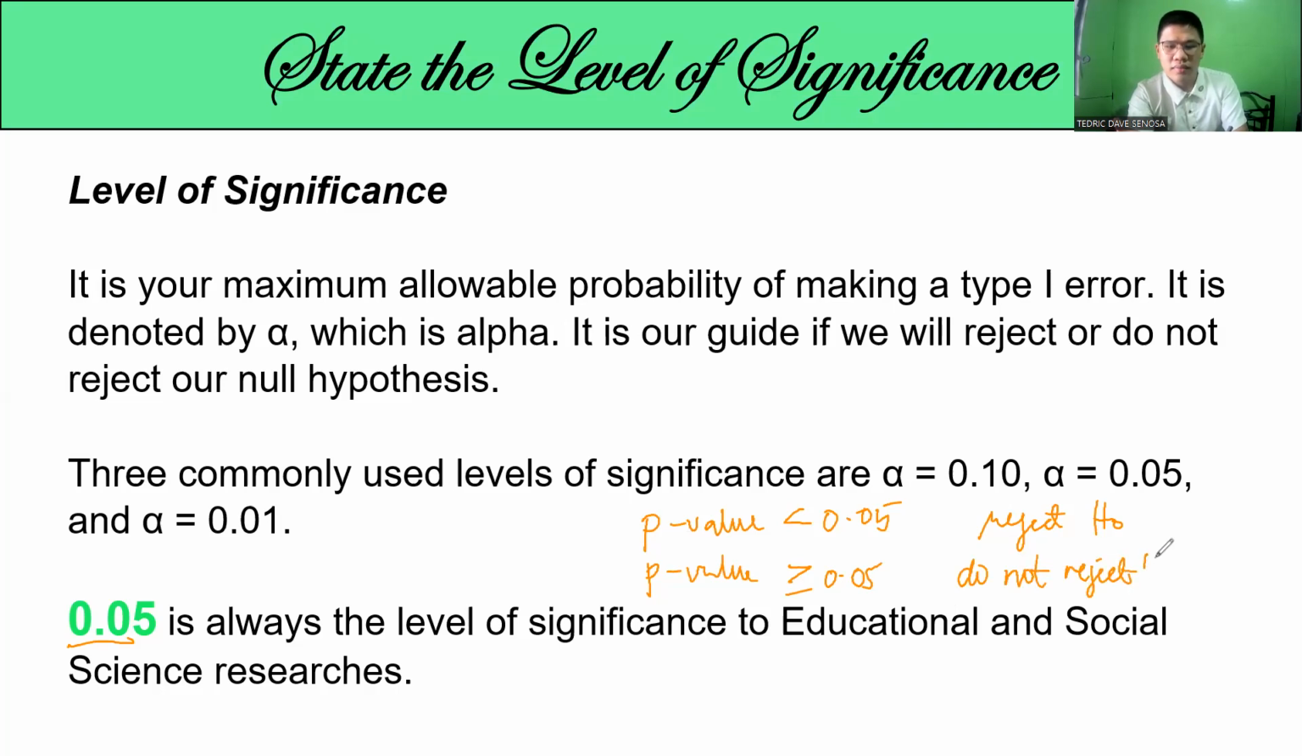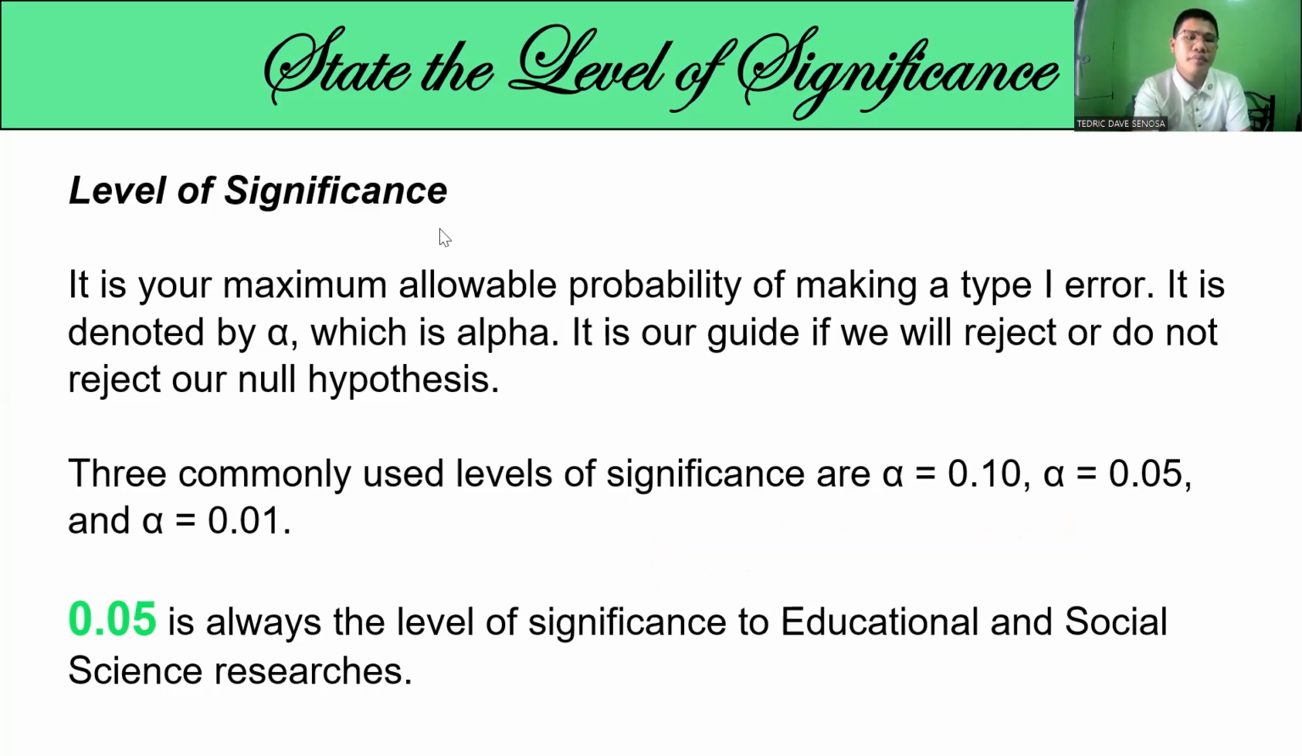You do not reject. So that's what the significance level matters to our study. If the p-value is less than the level of significance, you reject H0, or there is a significant difference. And if the p-value is greater, you do not reject H0. So that's it for the level of significance.